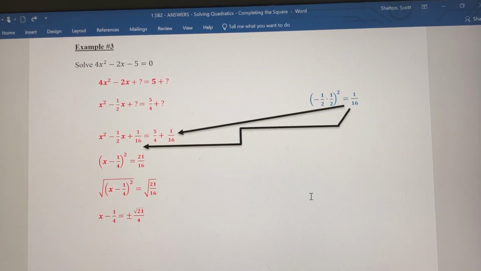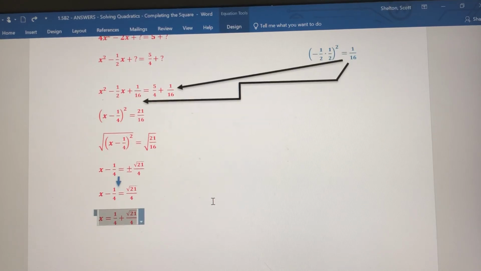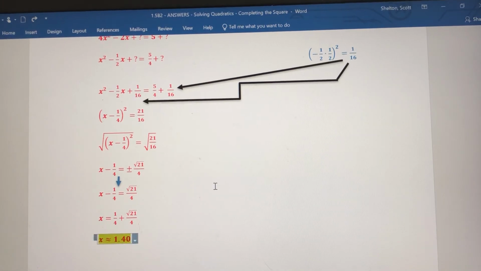First thing I want to do, let's use the positive root. So x minus 1/4 equals square root of 21/4. I'm going to add 1/4 to both sides, okay? So this would be considered an exact answer, or you can use a calculator and evaluate that, and you should get about 1.40. Okay, it's a little bit less than 1.40.